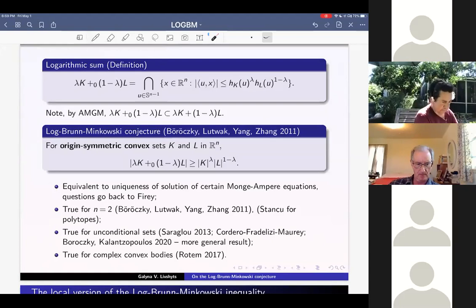So let me now switch to discussing the local version of this inequality. Are there any questions about the conjecture?